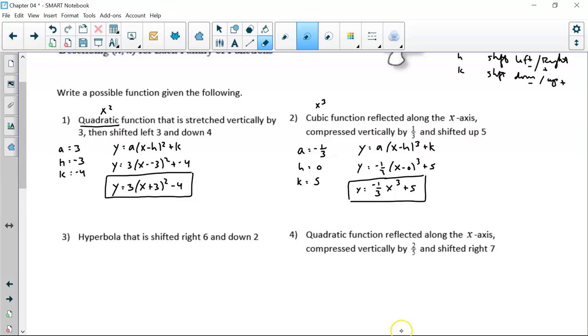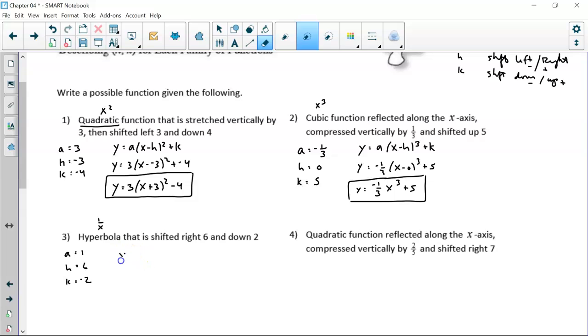Number 3 is a hyperbola. That's that 1 over x. Now we're shifting to the right 6 and down 2. So a, nothing's happening with a stretch, compression, or reflection, so a is 1. h, we're going right 6, so h is 6. And k, we're going down 2, so it's negative 2.